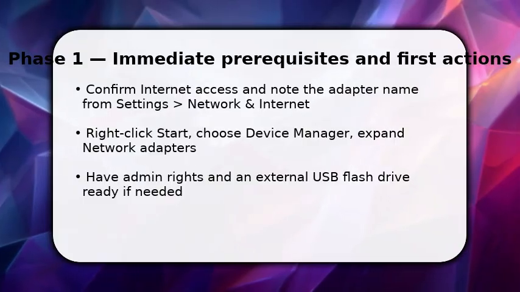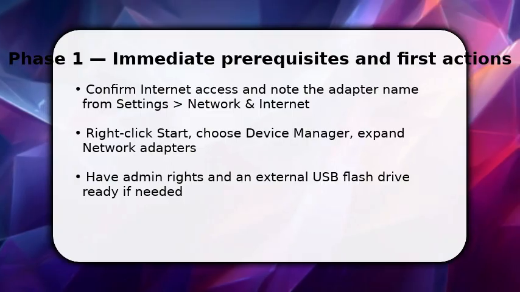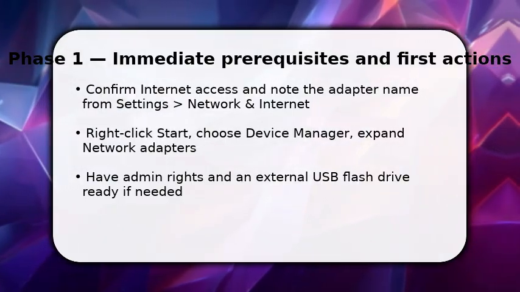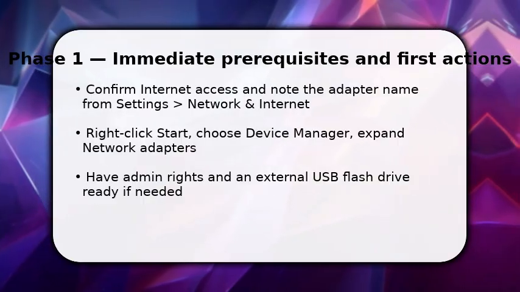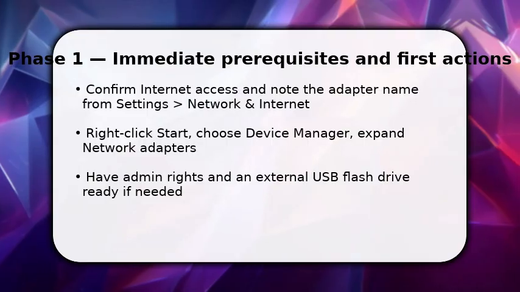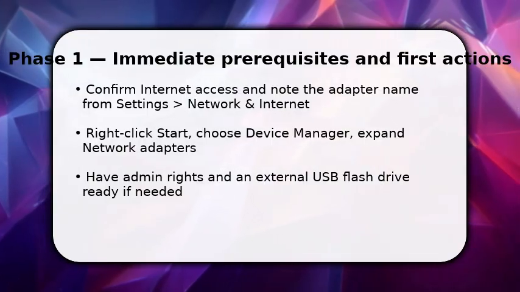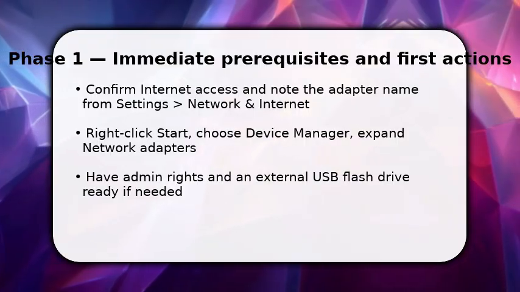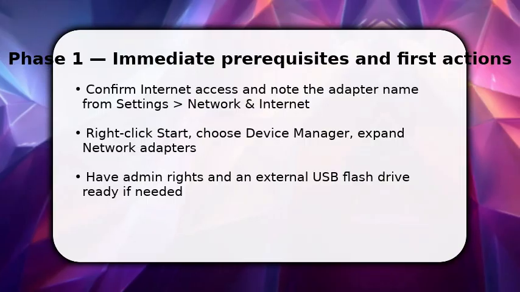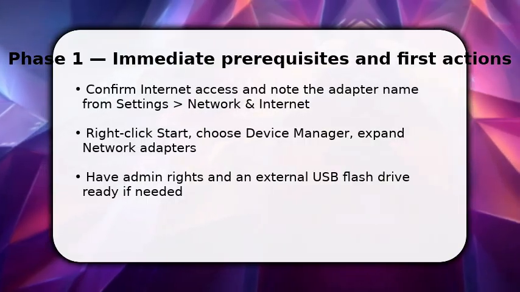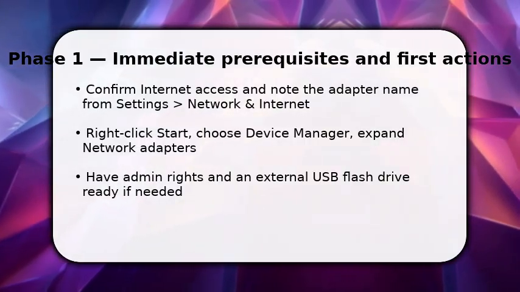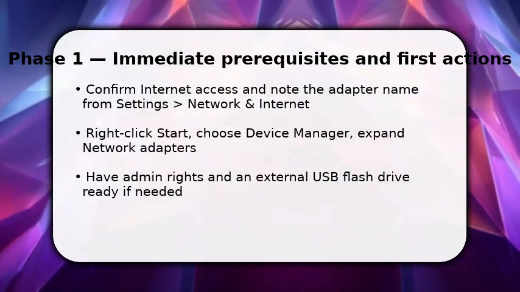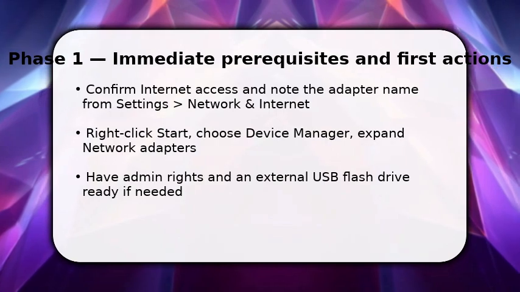You start by confirming internet access and finding the adapter name in Settings, Network, and Internet. This avoids guessing later. Next, right-click Start and open Device Manager so you see the exact device entry. Make sure you run as an administrator because driver installs require elevated rights. If you might download on another machine, prepare a USB flash drive. Once done, keep Device Manager visible so you can proceed directly to the update steps without interruption.